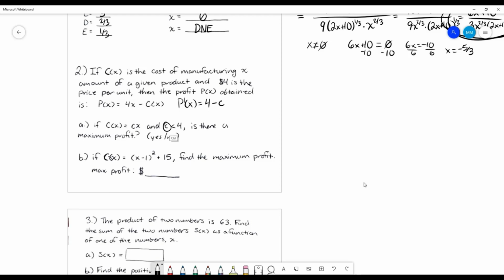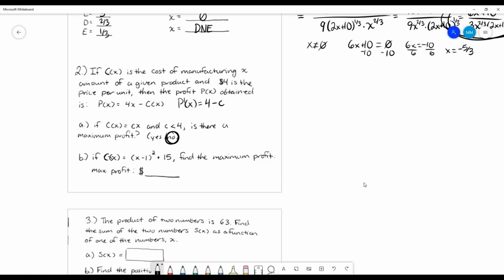And if c is less than 4, our derivative can never equal 0, which means that we don't have any critical points, right? Because if c is less than 4, that means that no matter what c is, if I'm subtracting it from 4, I'm not going to get 0 at any point because it would have to be at least equal to 4 for that to happen. So that tells us that there is not a maximum profit. Let's go ahead and take a look at B.